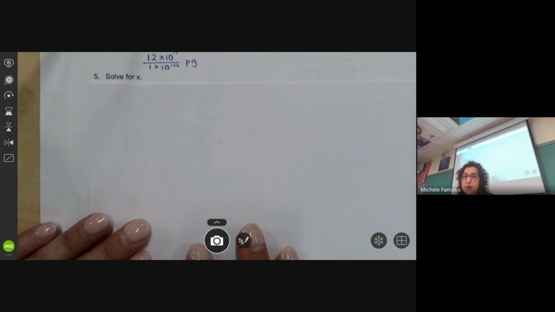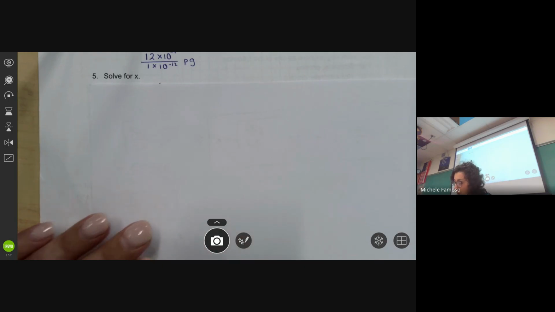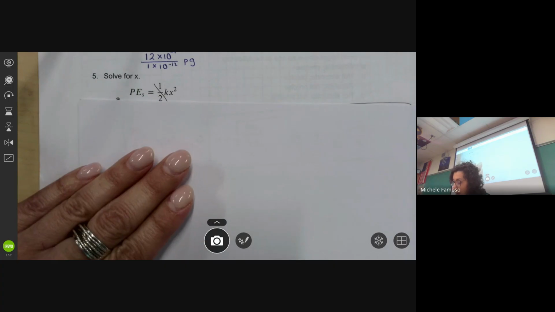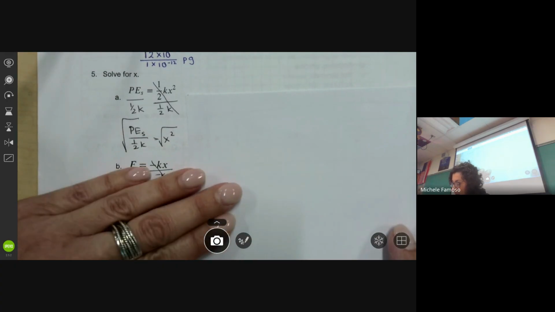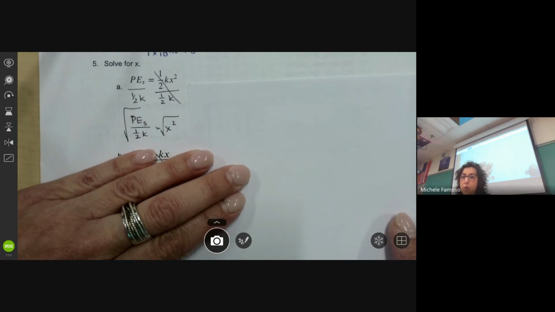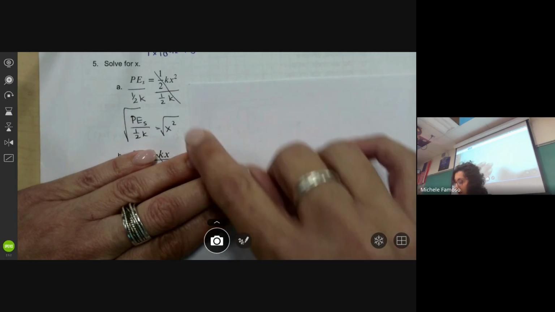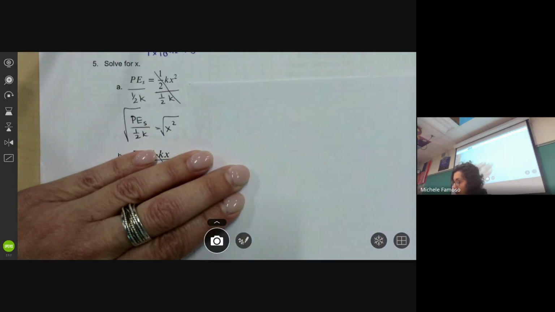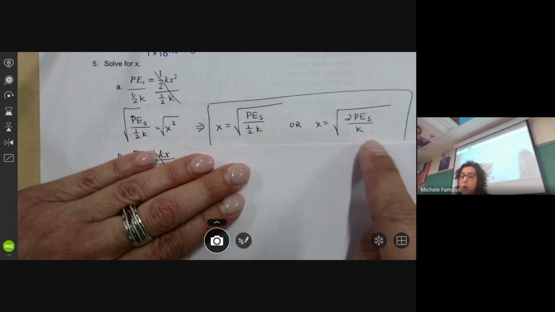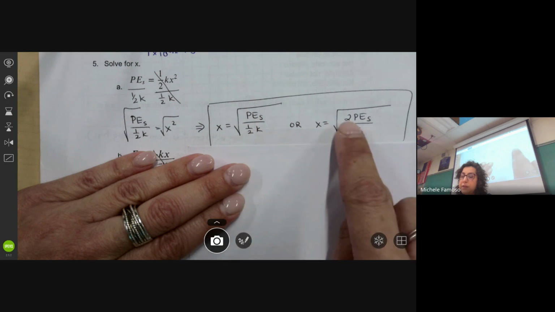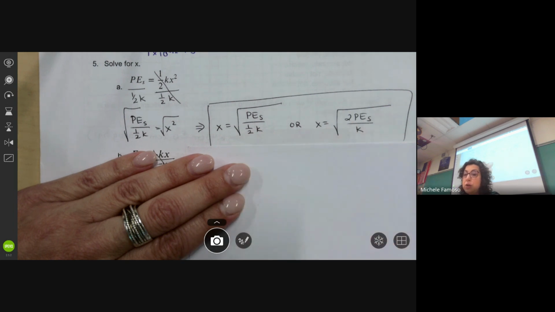Number 5 is asking you to solve each of these equations for the variable x. So in this equation, we have PES is 1/2 kx squared. We're going to divide both sides by 1/2 of k first, which leaves me with PES over 1/2 k is equal to x squared. Now I have to take the square root of both sides. So my final equation for x is the square root of PES over 1/2 of k, or if you prefer, when you divide by 1/2, that's the same as multiplying by 2. So you could have had the square root of 2 times PES over k.